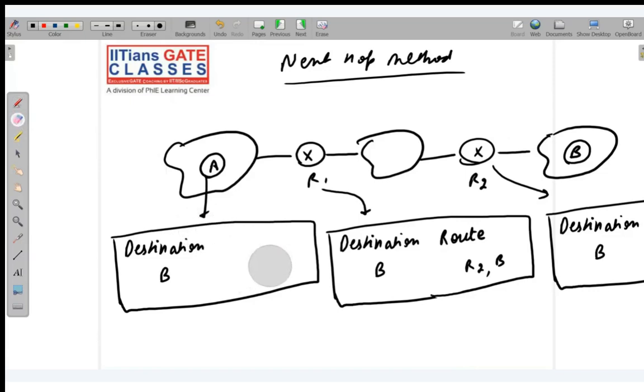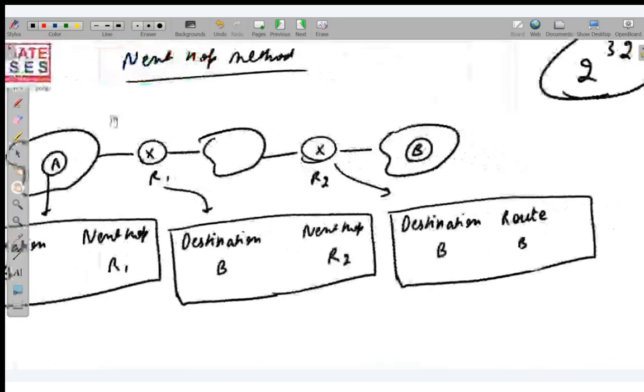So here, if the destination is B, you will keep the next hop only. Next hop, that is R1. That's it. If the destination is B, next hop is R1. Now it's the responsibility of R1 how it will forward the packet and so on. That is the better method. Why would you want to keep the entire thing in your table? So here the next hop will be R2, and here the next hop will be nothing. In next hop I will put a dash.